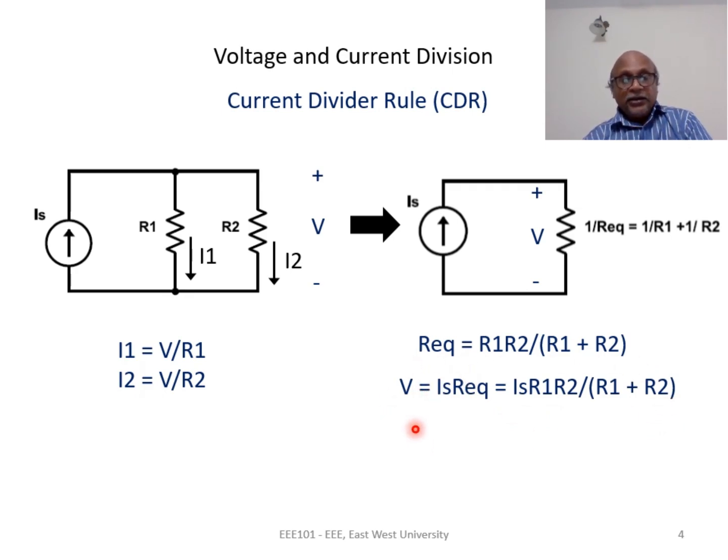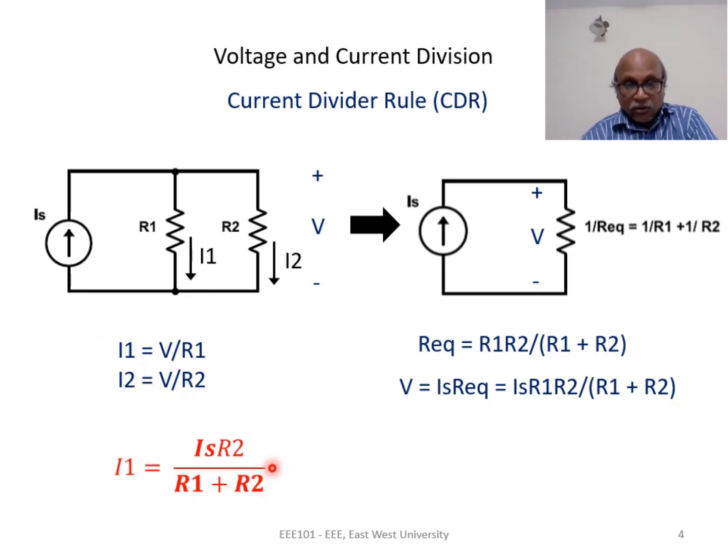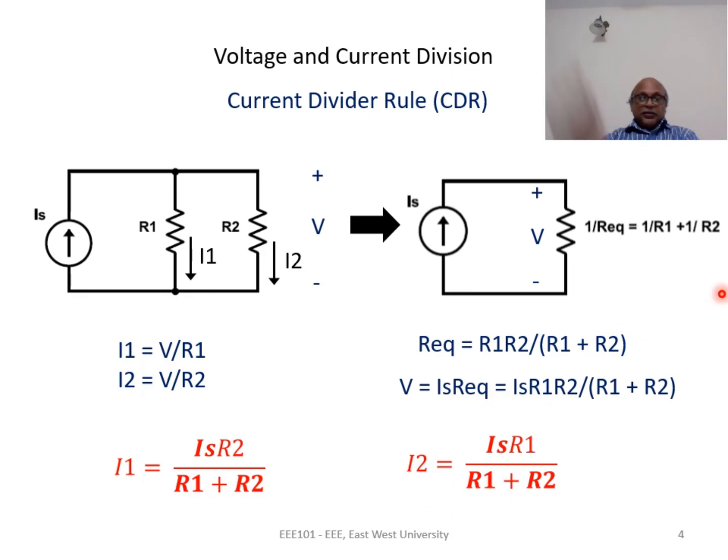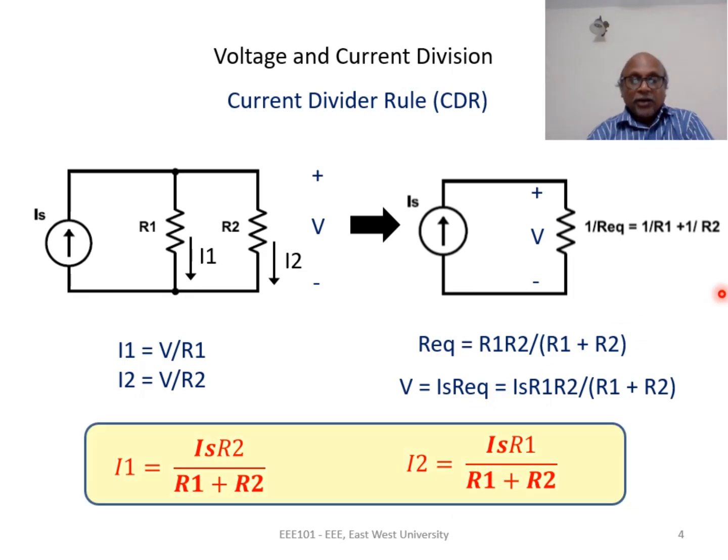So if I divide the voltage by R1, I will get I1. If I divide this voltage by R2, I will get I2. The equation of I1 is this, and the equation of I2 is this. These two relationships are known as the current divider rule.